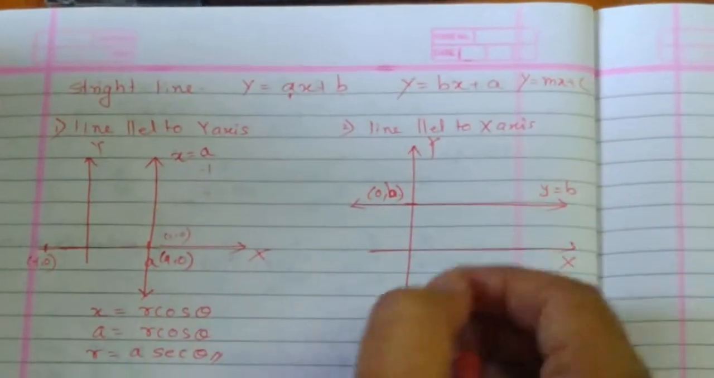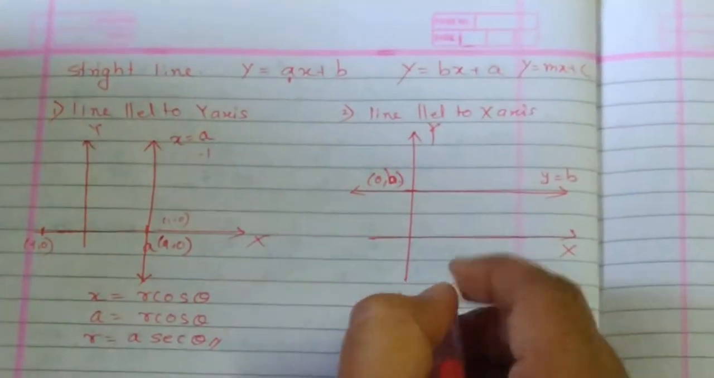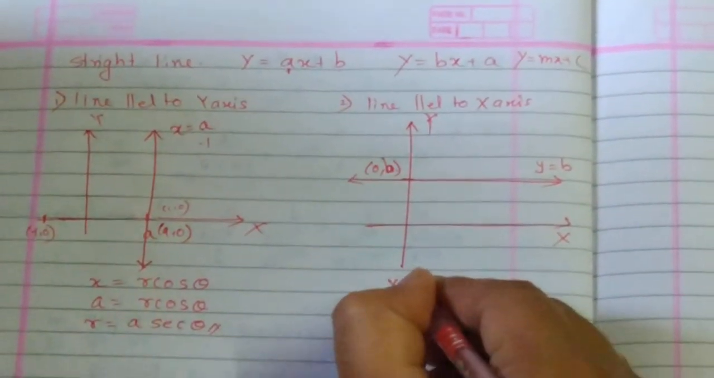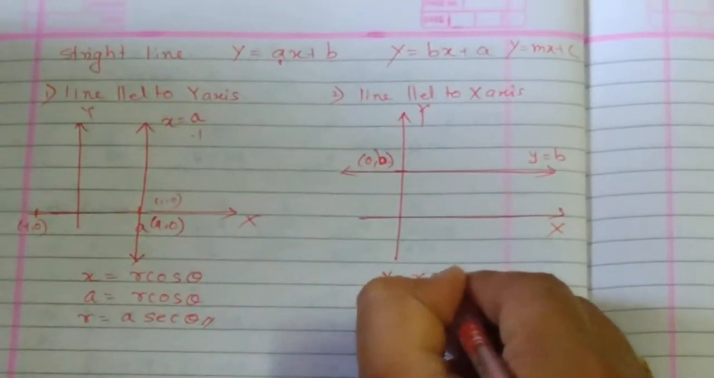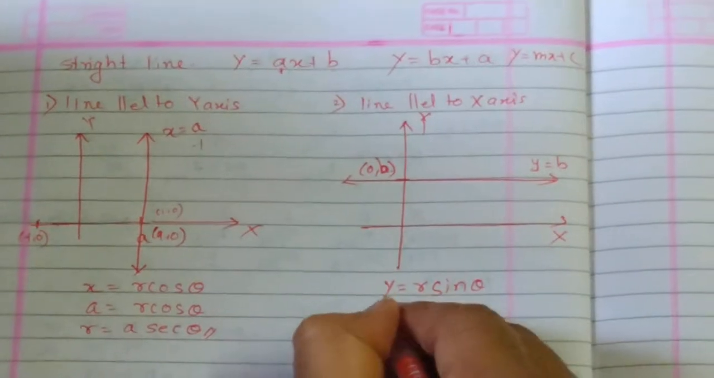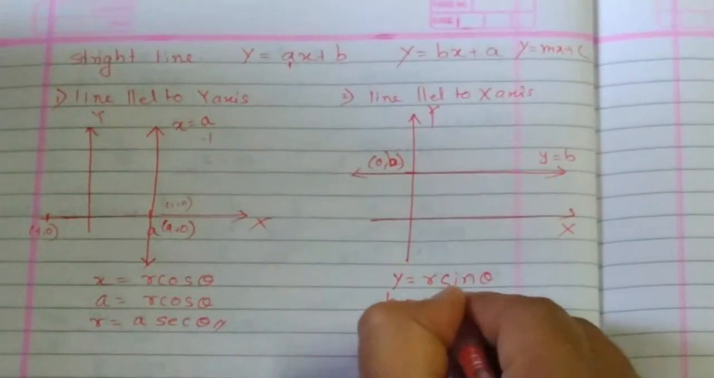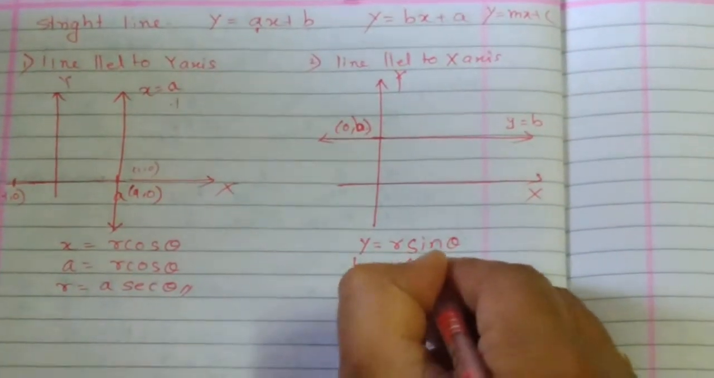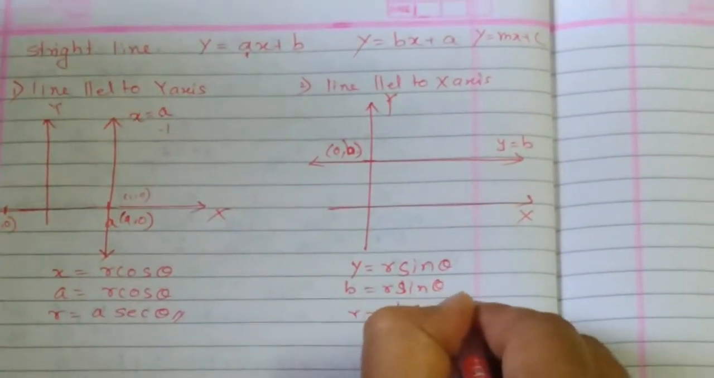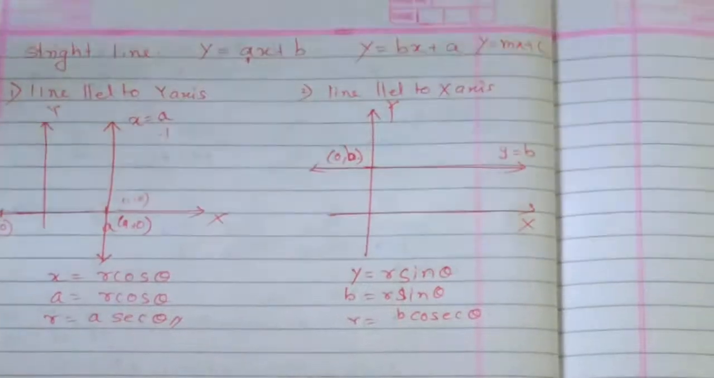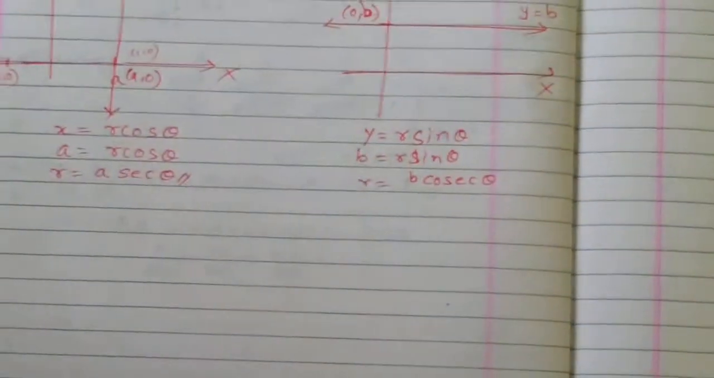Now we will see the polar equation of this. The substitution for y in case of polar is r sin theta. But the value of y is b, so b is equal to r sin theta. Therefore r is equal to b upon sin theta, that is b into cosec theta. So this is the polar equation of this line.